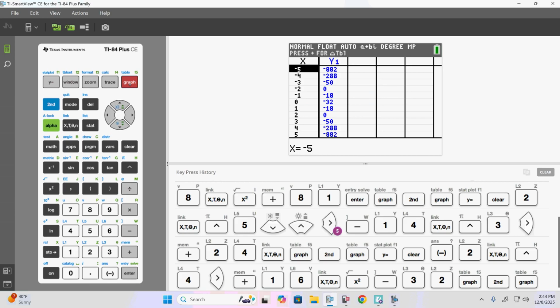Hit y equals. Oh, okay. Type in the whole equation. There we go. You're welcome.